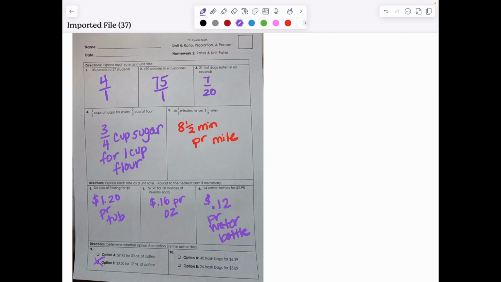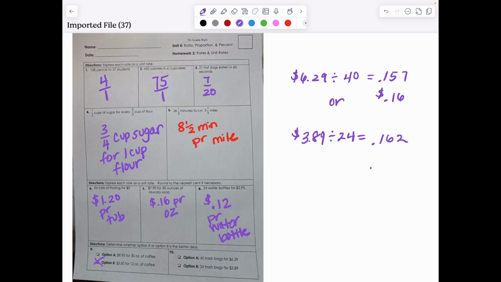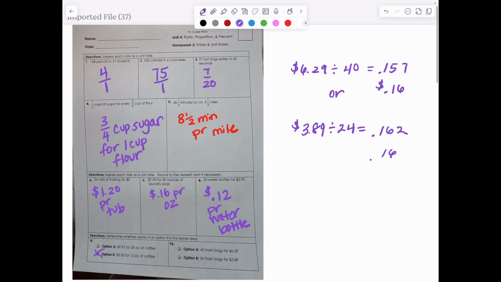All right, so our last problem is 40 trash bags for $6.29, so $6.29 divided by 40, or $3.89 divided by 24. Our first one is $6.29 divided by 40, and that is 0.157, which would round to 0.16. The second one is 3.89 divided by 24, which is 0.162, and that rounds to also 16 cents. So they are the same. Technically, if you're rounding. If you're not rounding, option A is maybe a tiny bit cheaper.